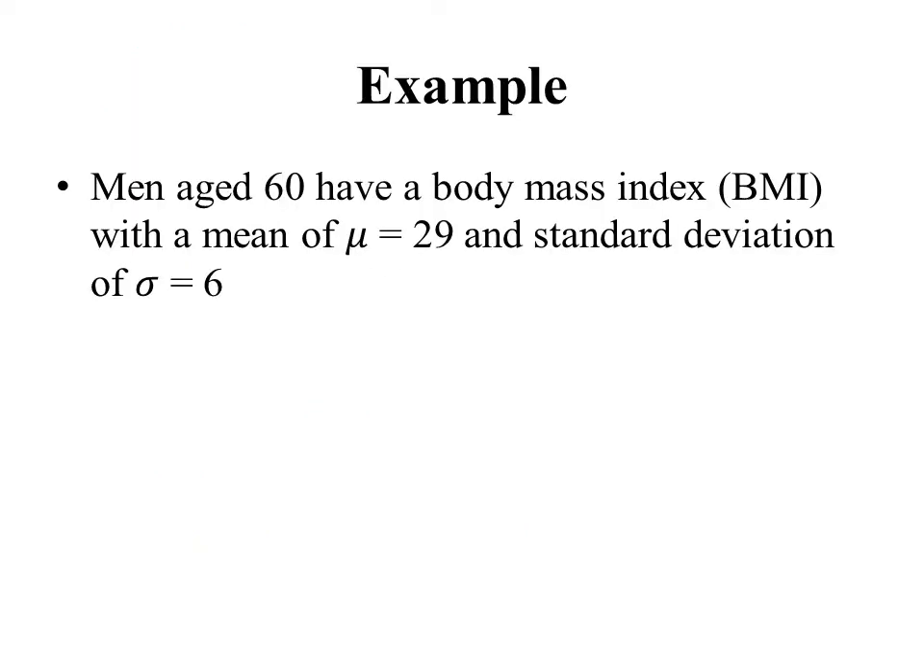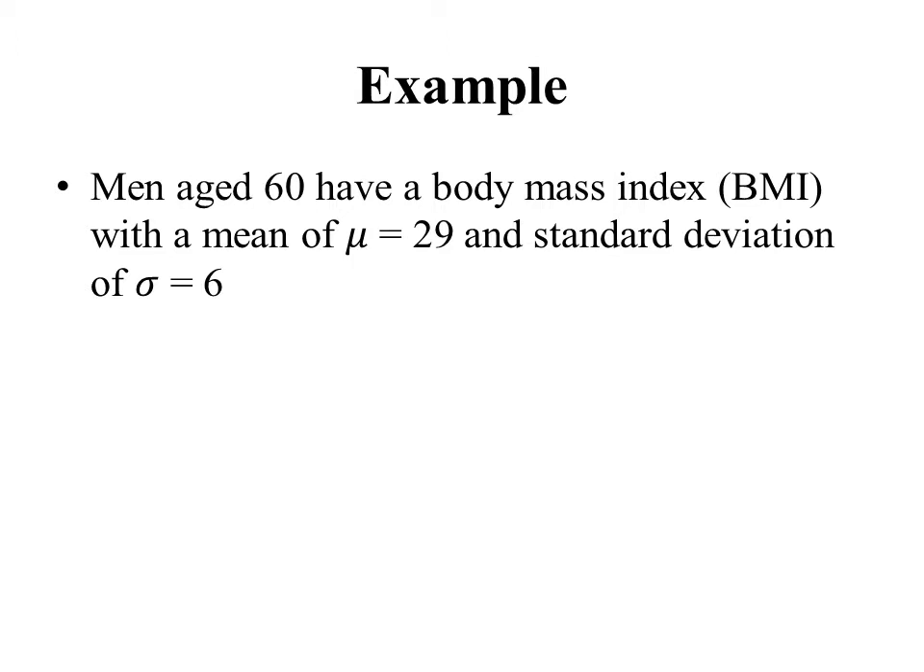To illustrate this, suppose that men age 60 have a body mass index with a mean of mu equal 29 and a standard deviation of sigma equals 6. So let's stop right there and talk about what this means.